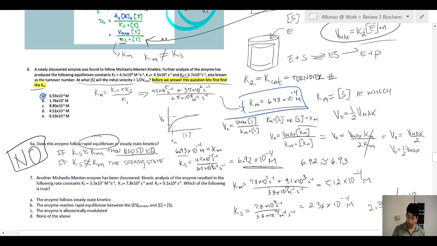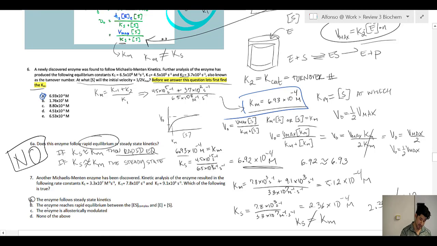Okay, so this is how you find out if an enzyme follows steady state or rapid equilibrium kinetics. So because Ks does not equal Km, that means that your enzyme follows steady state kinetics. So the answer for number 7 is definitely A.